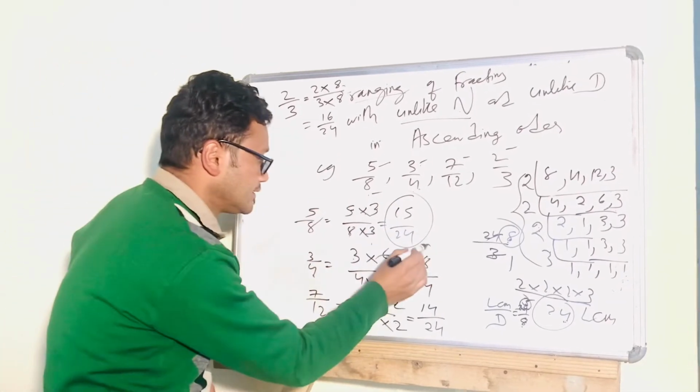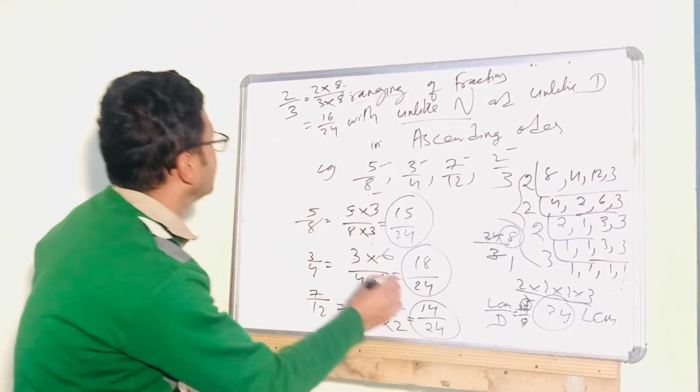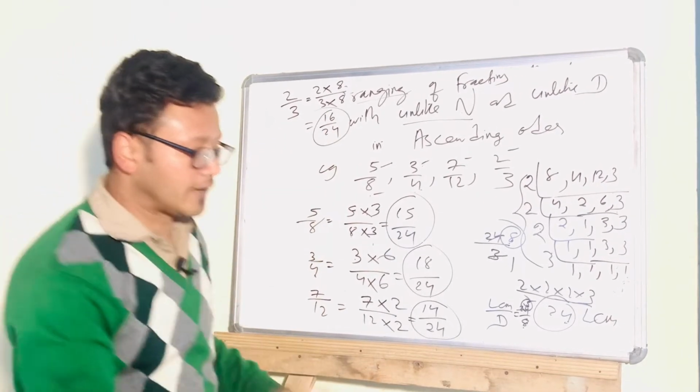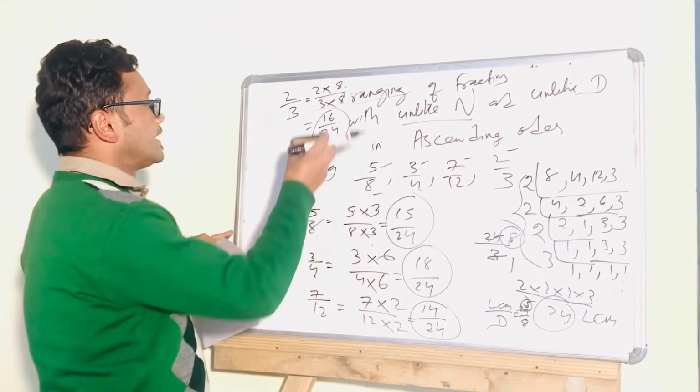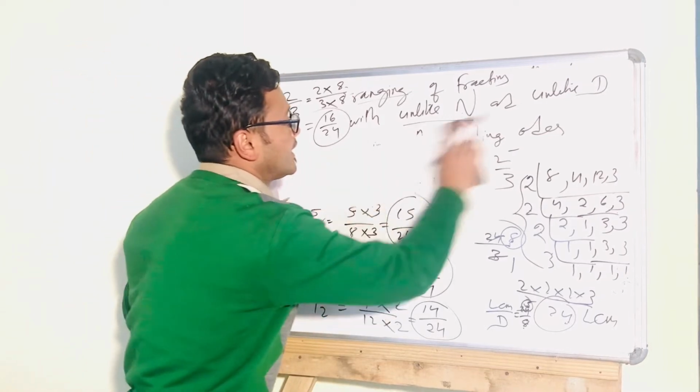Now first, second, third, then fourth. So how do we arrange these numbers in ascending order? Now I'll write the answer.